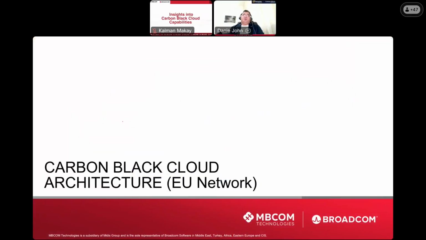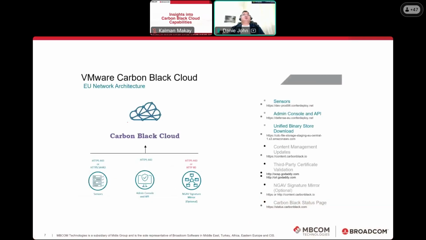I want to quickly give you an architecture, especially for the EU network. Whenever we provision for our customers, it is from the European data center, which is the closest in proximity. In the architecture, we have sensors which we install on the endpoints, be it a desktop computer or a server. The management console is SaaS, hosted in the European region, in Frankfurt. So the console access would be this, and the sensors will be communicating with this particular URL.